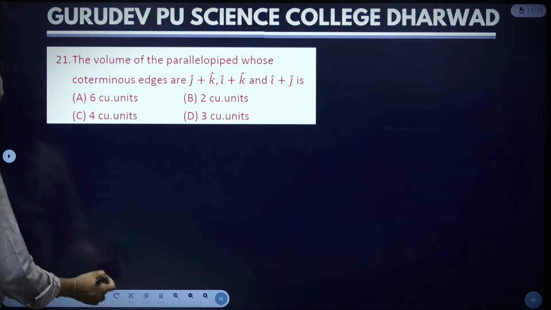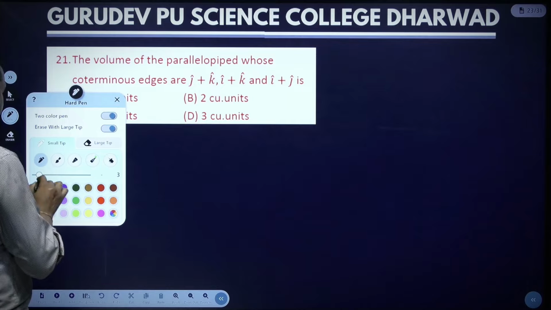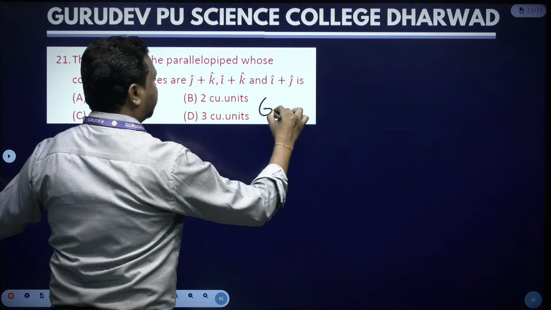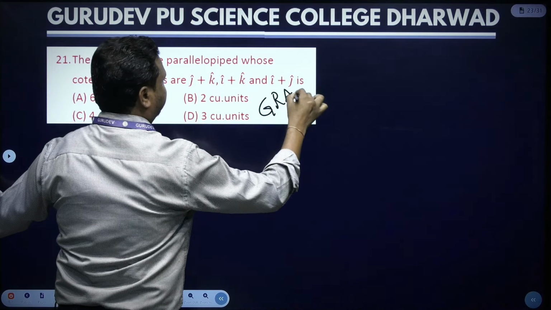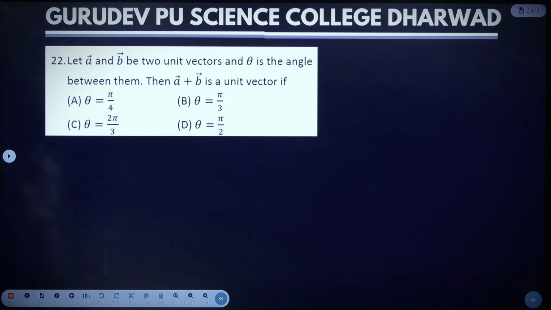The question on parallelepiped is based on the scalar triple product. So once again, I'll consider it as a grace marks question. Let me go for the next one.